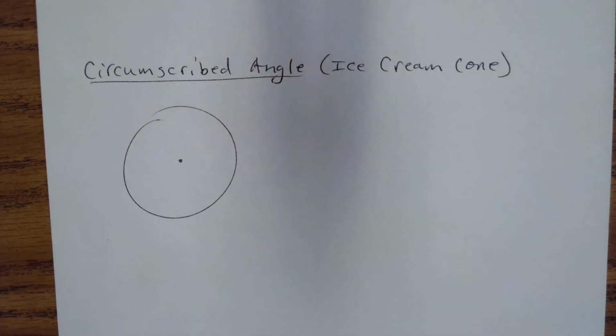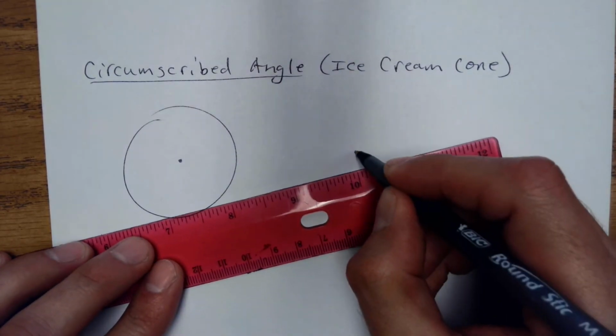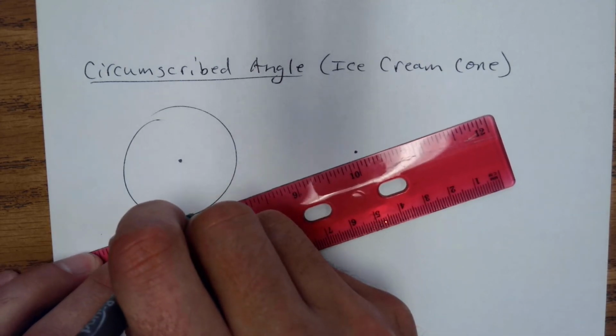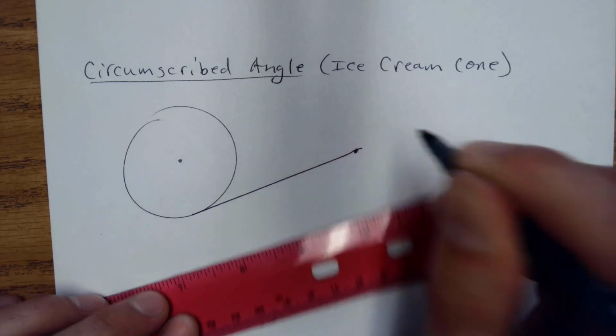So I'm going to draw a circle and then an external point, and I'm going to connect that with tangents.